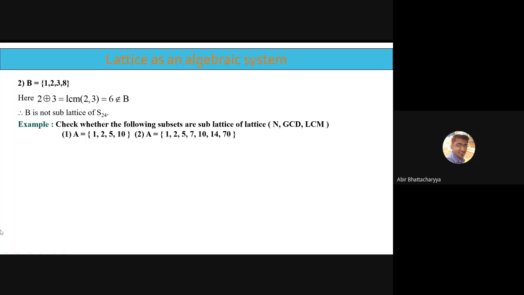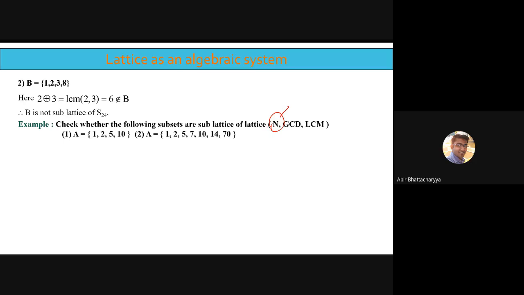Check whether the following subsets are sublattices of N under GCD and LCM. Check it quickly and write down your answer on the chat box. Which one is a sublattice, which one is not, both, and if both are not, why. Write down your answer with justification, and do it quickly because I have to cover two more topics today. I'll give you 3 minutes to complete this. Same type of questions. N is the set here, natural numbers.